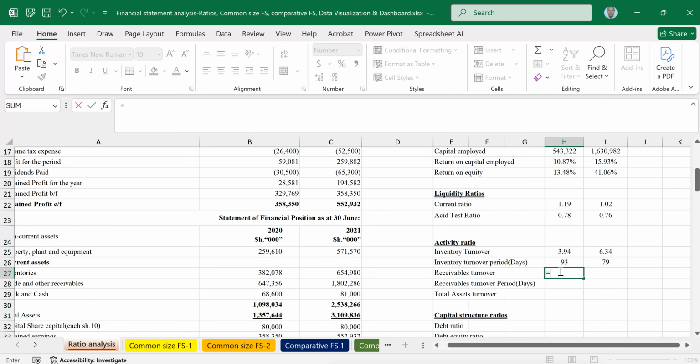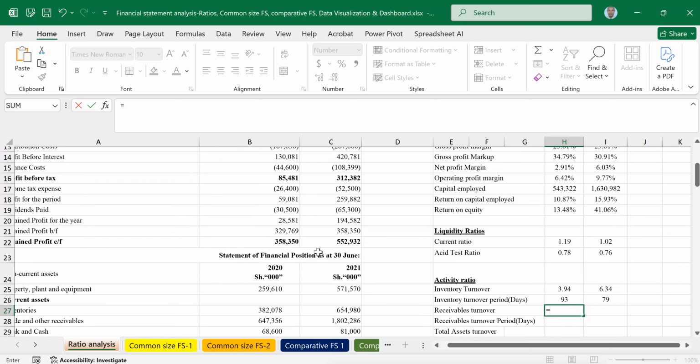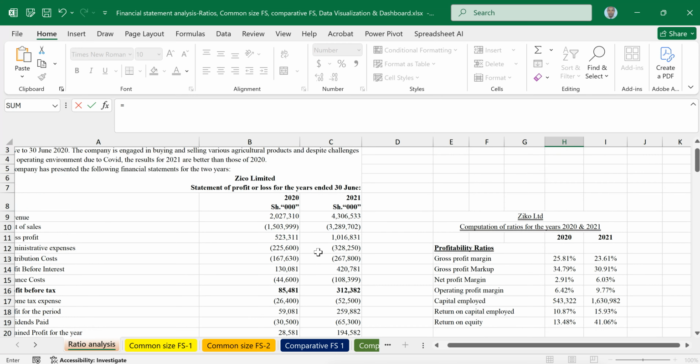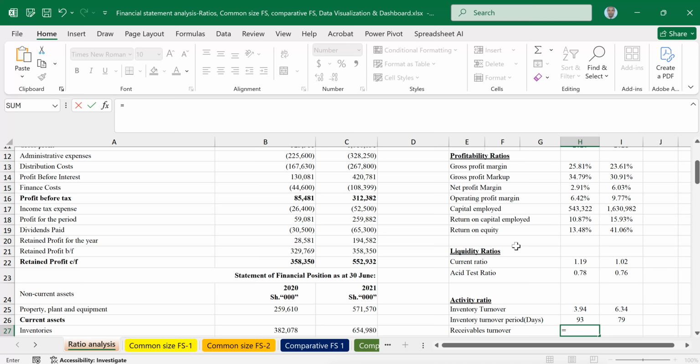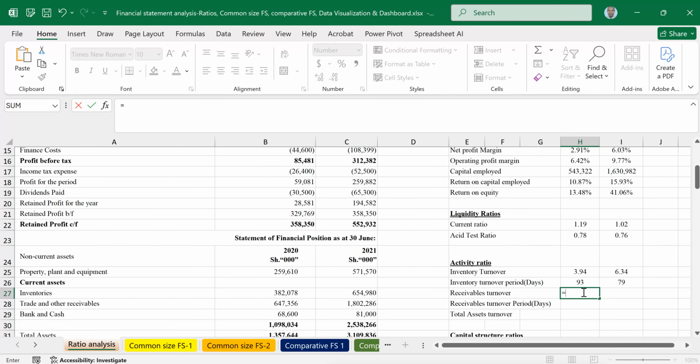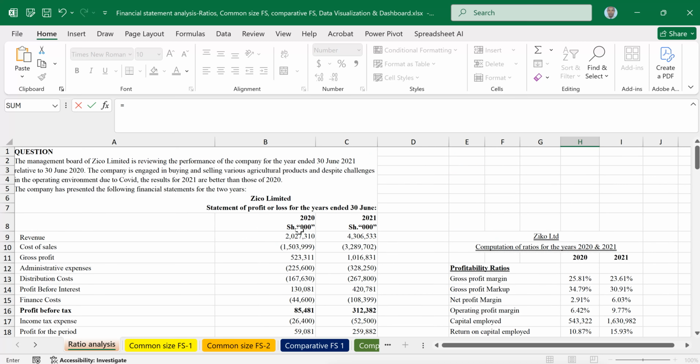Now receivables turnover, this will be equal sign, then we need what? Credit. Assume that all the sales are on credit in this case, because receivables turnover is credit sales over average receivables. So equal sign, then click on sales. Assume all of them are on credit over receivables.